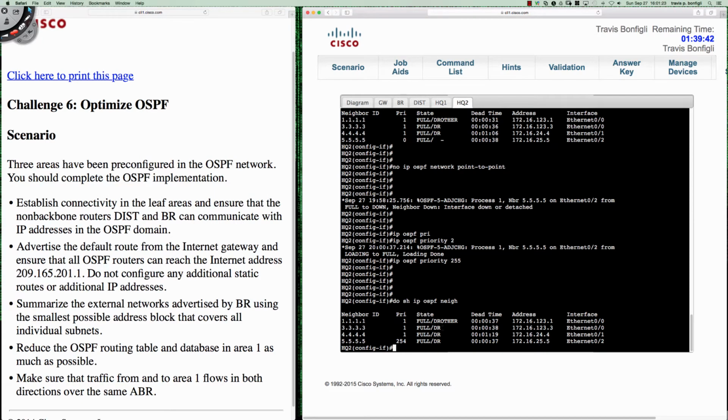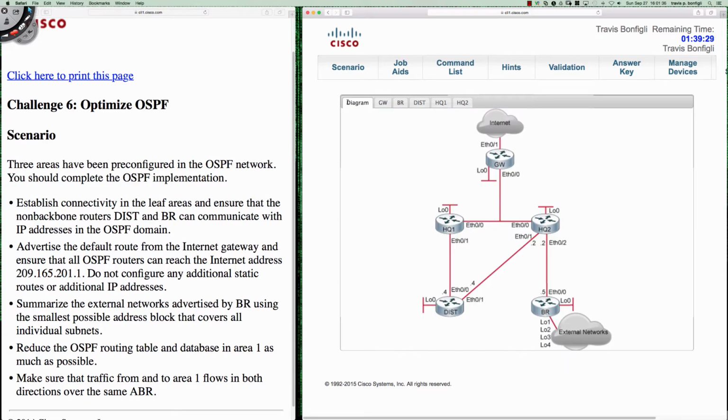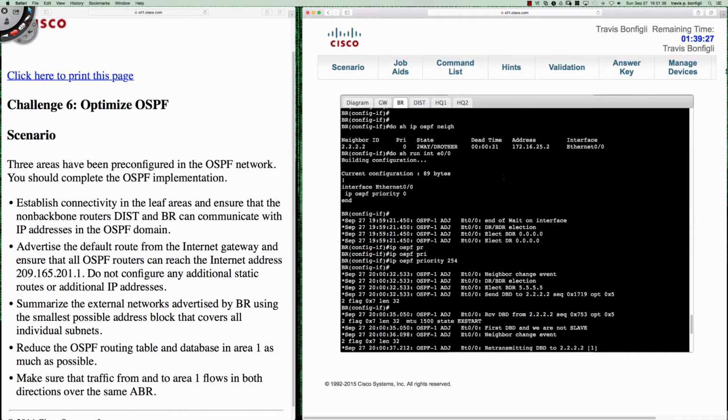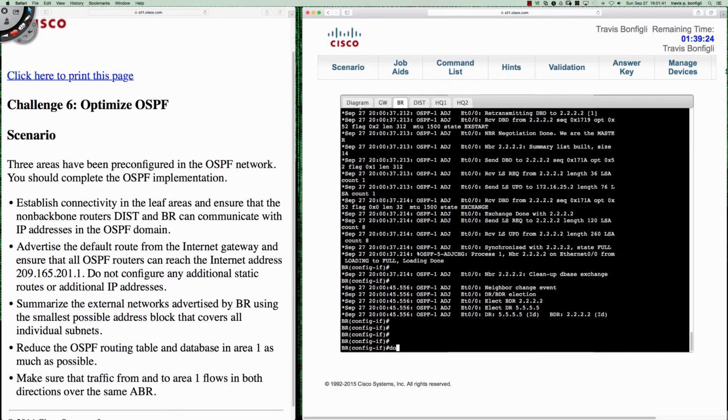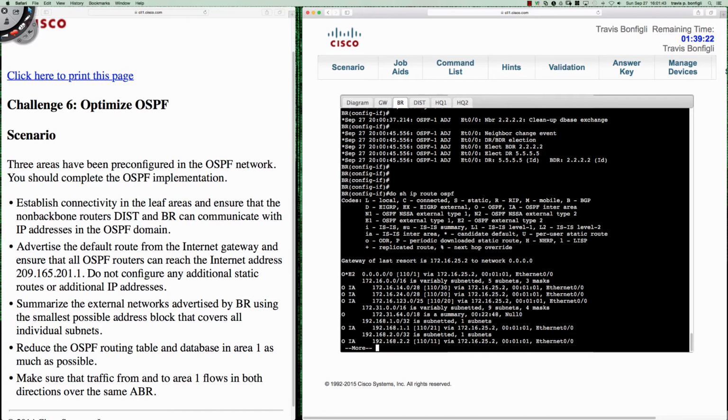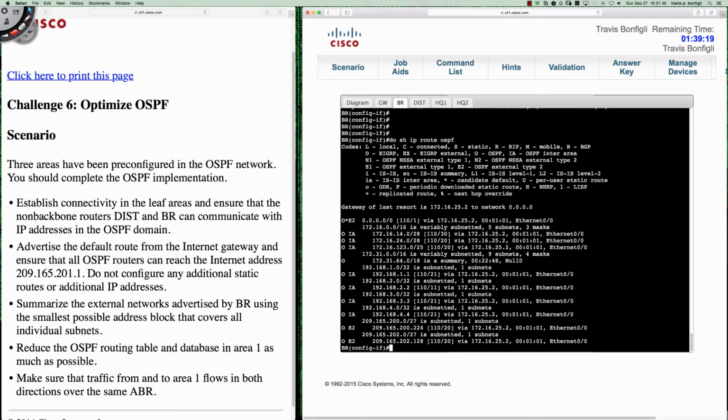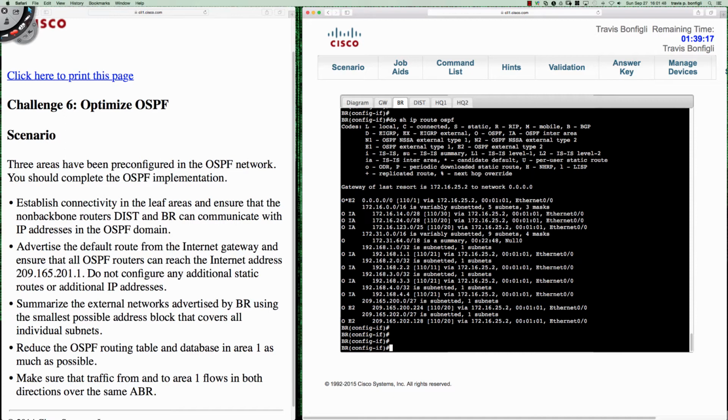So let's clear the screen there. We took care of that. Now establish connectivity through all the leaf areas. So we should have connectivity when I'm looking at this diagram. Let me take a look at the branch router and do show ip route ospf, and perfect, fantastic. We're picking up that default-information originate always, right? So we're going to go to router 2 to get out of this network.